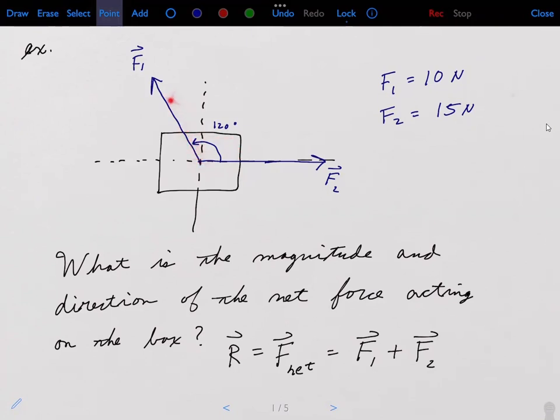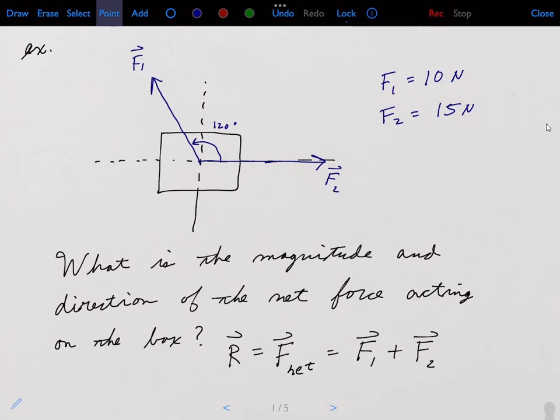We have F1 pulling at an angle of 120 degrees, measured from the positive x-axis, and it has a magnitude of 10 newtons. Then we have a second vector, F2, pulling at 0 degrees, so right along the x-axis, and it has a magnitude of 50 newtons.